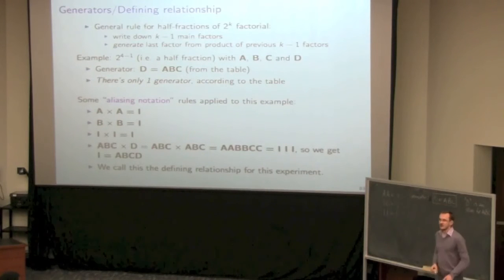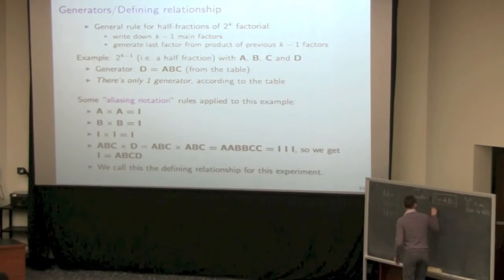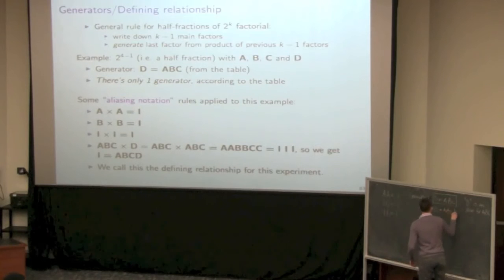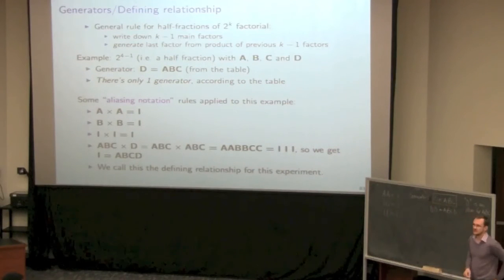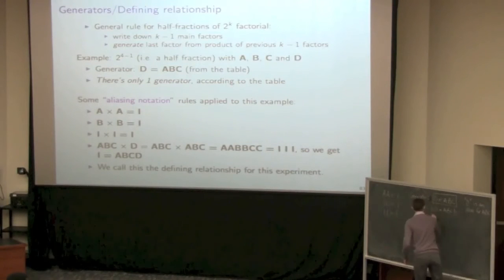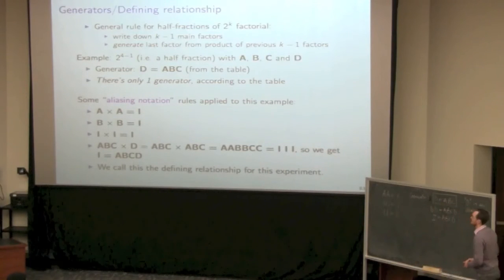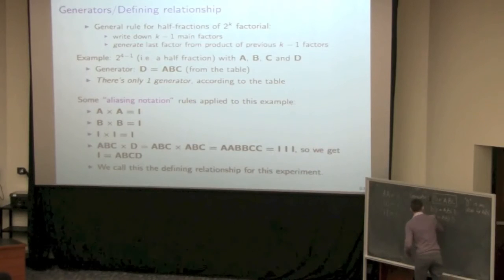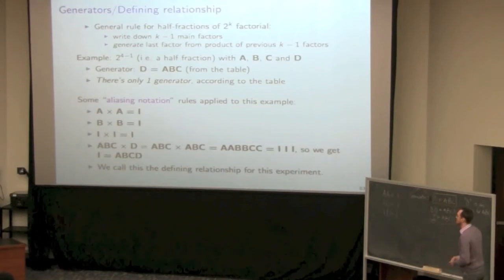Now what if I multiply both sides of that equation by D? Then I say D times D is equal to ABCD. And then I simplify that: D times D is I, so I is ABCD. And I get something that says I is equal to something else. We call that my defining relationship.